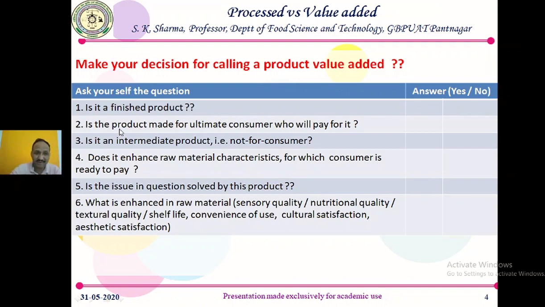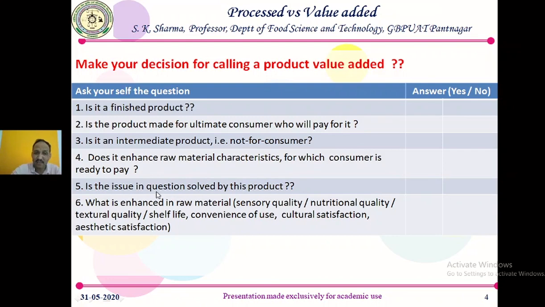The second question you must ask is, is the product made for the ultimate consumer who will pay for it? Is the ultimate consumer going to consume it and pay for it? Is it an intermediate product, or is it not for consumers? Does it enhance the raw material characteristics for which the consumer is ready to pay? Those characteristics may be anything, but does it enhance them? That is what you have to ask.